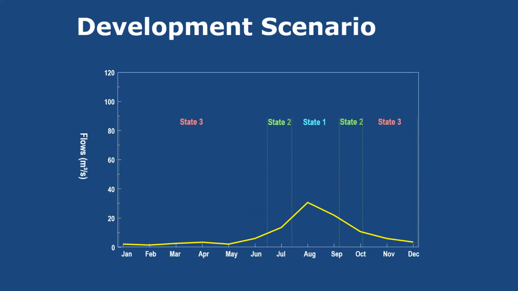And then finally, in our future development scenarios in which more dams got added to the system, we now have the state 1 of freshwater dominated open system only occurring for about 2 months of the year, our transition states occurring still for about 2 months, and the rest of the time the system is actually state 3, predominantly closed.